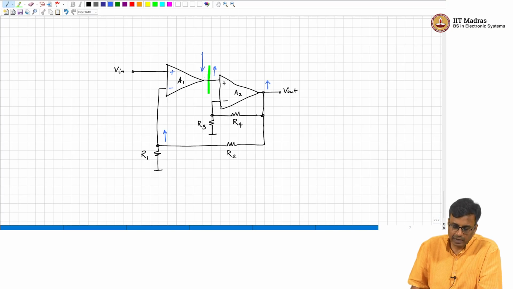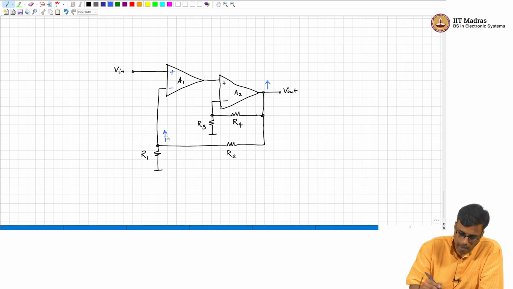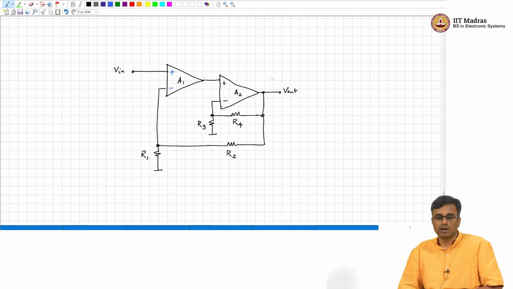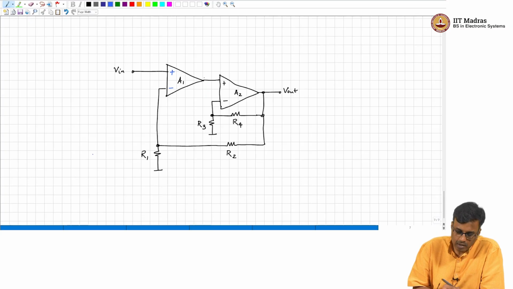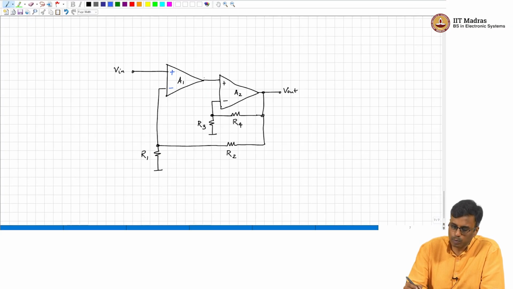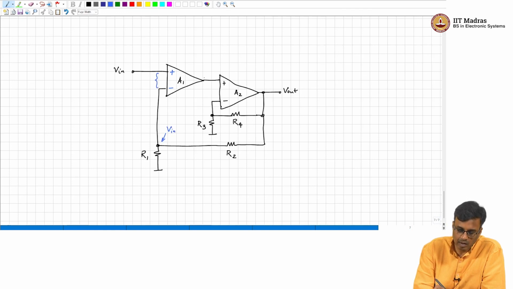So, that basically gives you what you want. In fact, the signs are correct. That's what it means. What is V out by Vn? Again, there is no need to speculate. What is this voltage? Vn, simply because this drop is 0. So, this current is Vn by R1.